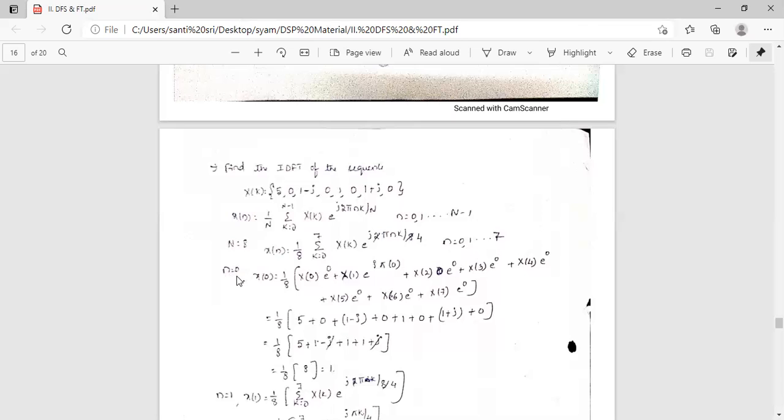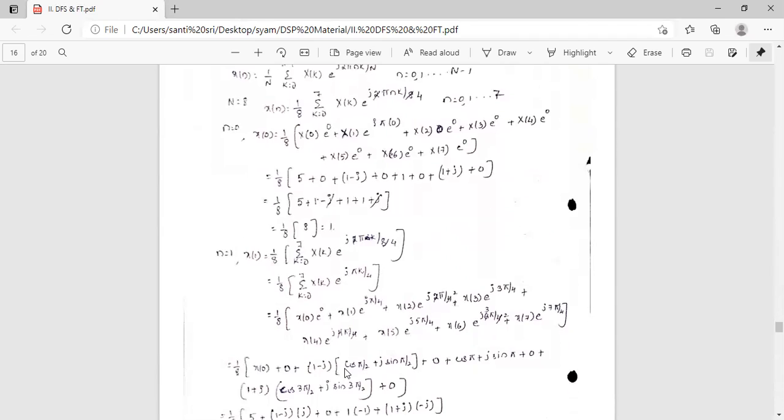So for n equal to 0, x of 0 is 1 by 8 into x of 0 into e power 0, k is 0, where k is 0 to 7. So here n is 0, so we will get 1 by 8 into 5 plus 0 plus 1 minus j plus 0 plus 1 plus 0 plus 1 plus j plus 0, so it is 1 by 8 into 8, it is 1. So x of 0 value will become 1.